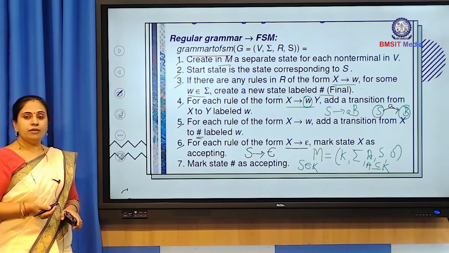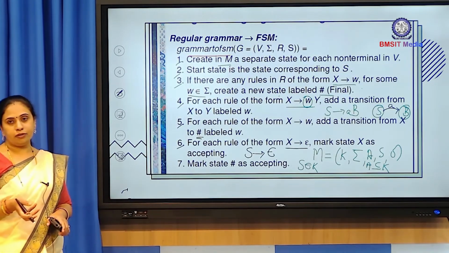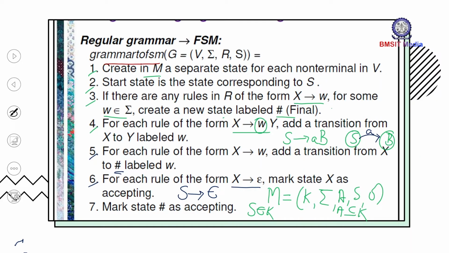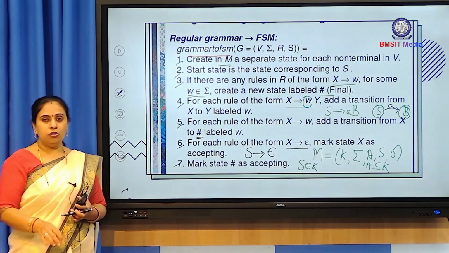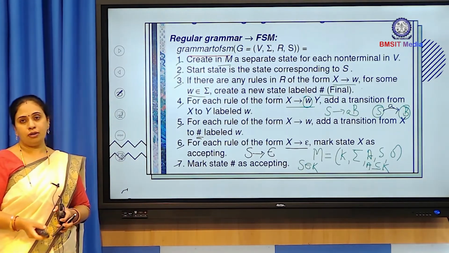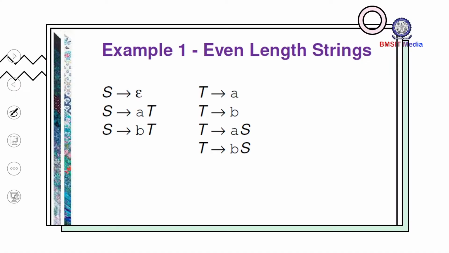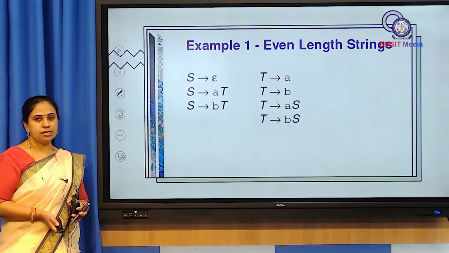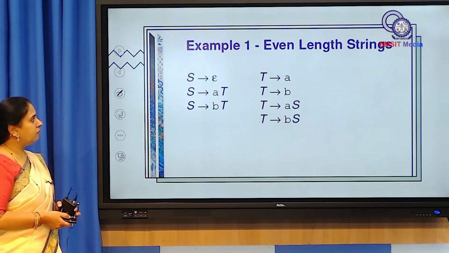So how do we identify the accepting states? Any state with two concentric circles is identified as an accepting state. And finally, mark state hash as accepting. This is the generic procedure to convert any given regular grammar to a finite state machine. We will take up one small example, even length strings, the same example again.